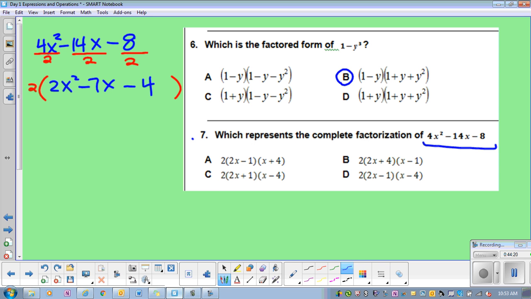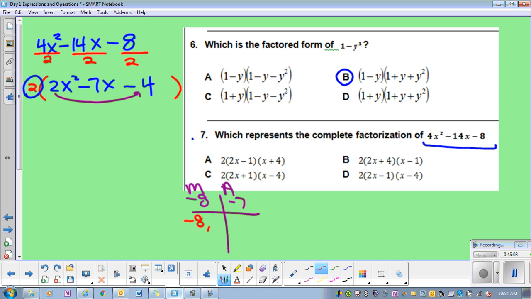Good. So now what do I do? Leave your GCF. You have to split the 7. The 7 has to go away, it gets replaced, but with what? You have to tell me the step before that. What's 2 times negative 4? Negative 8. And it adds to give you negative 7, right? What two numbers multiply to give you negative 8 and add to give you negative 7?